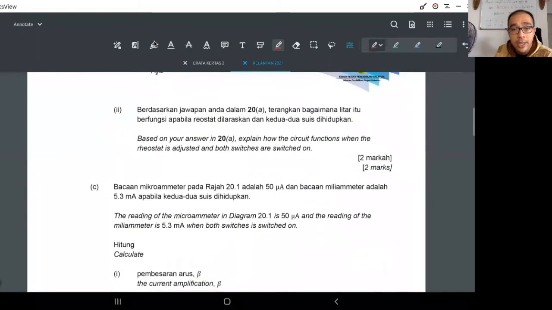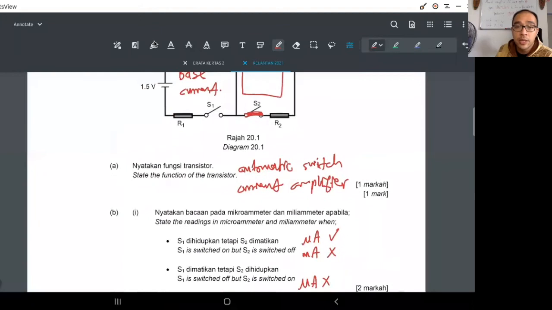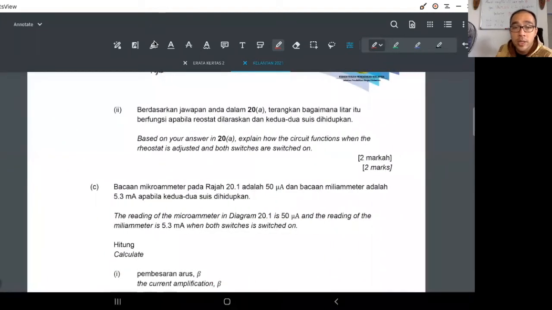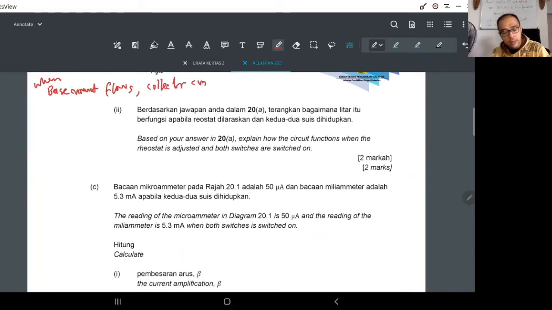Now, based on your answer in 20A, explain how the circuit functions when the rheostat is adjusted and both switches are switched on. This is a very standard one. Let's assume we're talking about both the amplifier and the automatic switch. The first thing: when base current flows, collector current will flow.